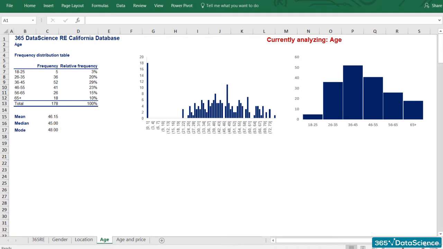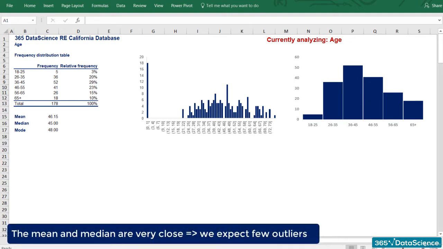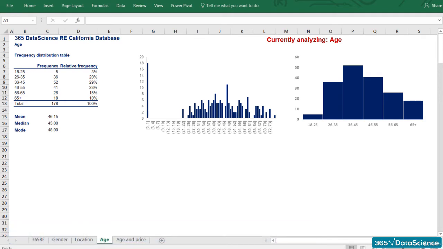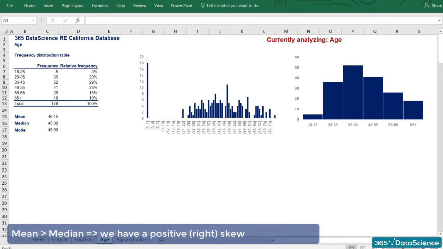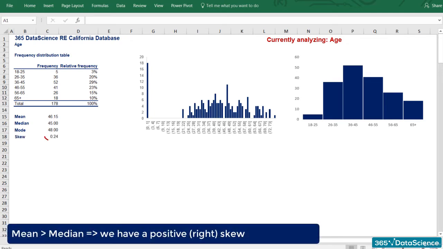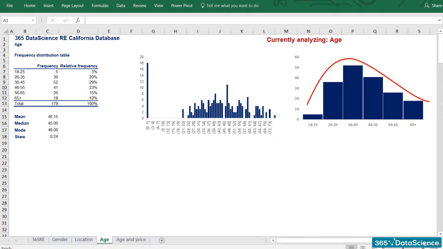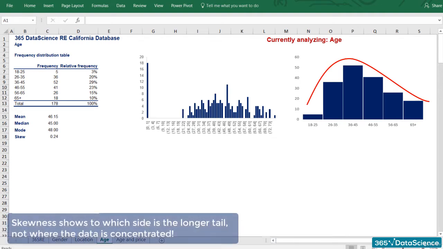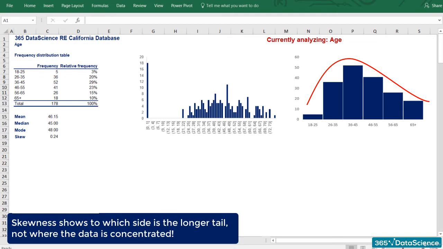All right, the mean and median are pretty close, so we don't have a lot of outliers. As you may recall, the mean is affected by them, while the median is not. Moreover, when the mean is higher than the median, we have a positive or right skew. This is confirmed by our histogram. Now is the time to remind you that skewness shows to which side is the longer tail and not where the data is concentrated.